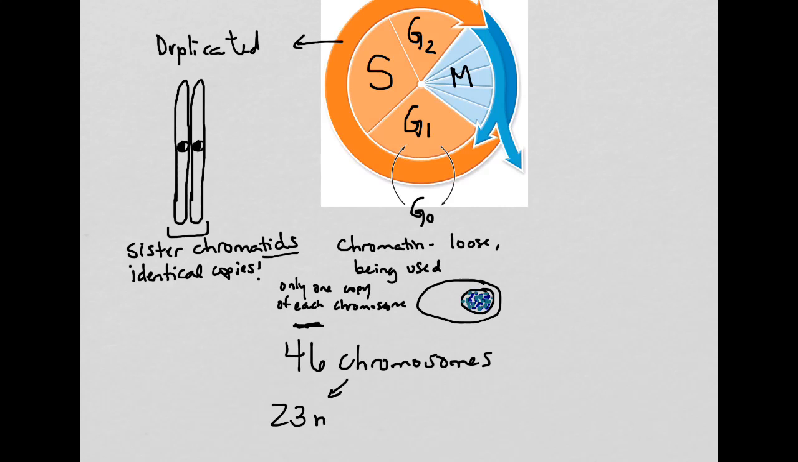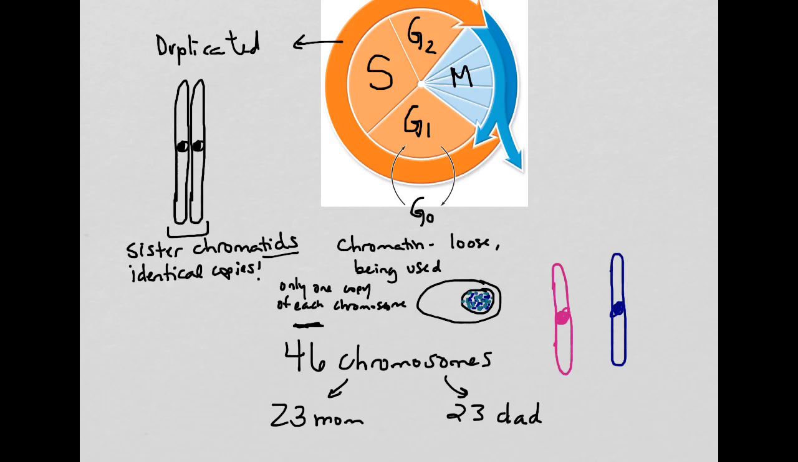23 of them came from mom, and 23 of them came from dad. So chromosomes that carry the same information, let's actually do this in a different color. We'll make pink for mom, and we'll do blue for dad. Okay, pink and blue. So we're going to say that these are identical chromosomes as far, excuse me, not identical.